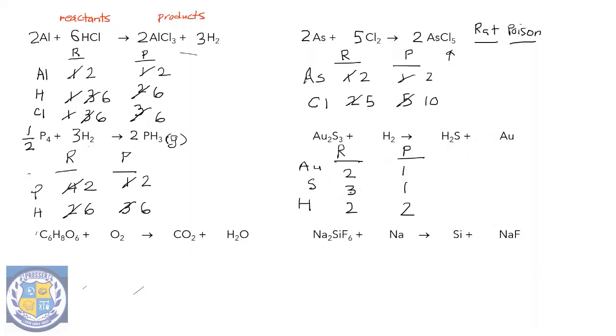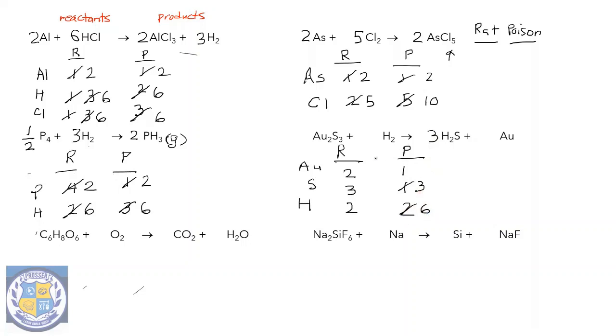We got 3 sulfur on the reactant side and 1 sulfur on the product side. To fix that, I need to put a 3 in front of the hydrogen sulfide. That changes the number of sulfur on the product side to a 3, but it also changes the number of hydrogens on the product side. What is 3 times 2? It's 6. So I have to change that to 6.